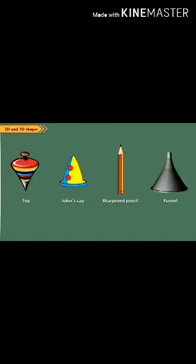Children, now look at these familiar objects. All these objects have the shape of a cone. A cone has one vertex, as you can see here, and it has one curved edge. It has 2 faces, one curved face and one flat face.